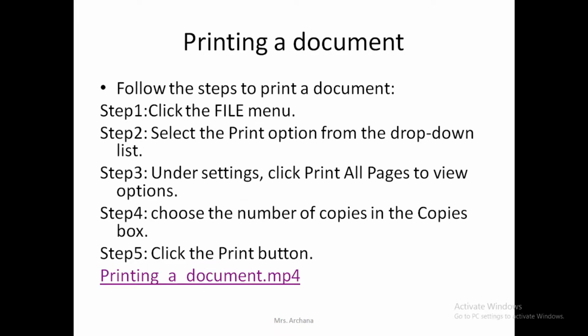Now printing a document. See, the printer is not connected with my computer, so exactly how the video will come, maybe I will not be able to show you all the options, but I am trying to show you. Okay. So what are the steps? Click the File menu. Then second, select the Print option from the drop down list. Then under Settings, click the Print All Pages option. Step 4 is choose the number of copies in the Copies box. And step 5 is click the Print button.